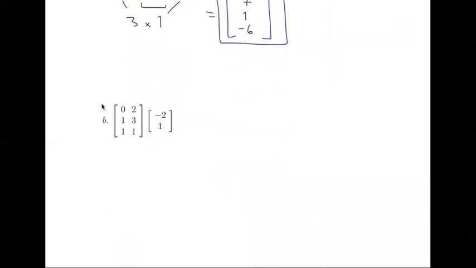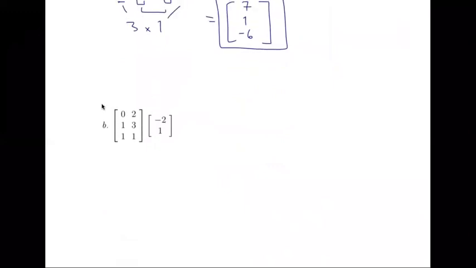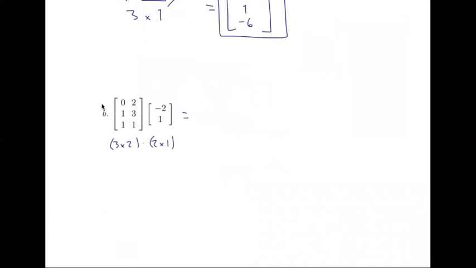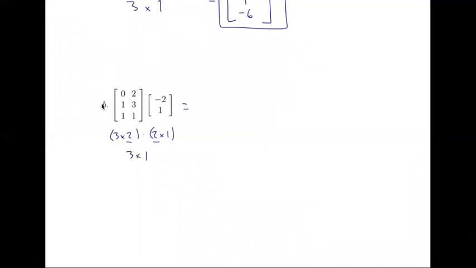So if we look at the next example, we've got this product. This is a 3x2, and we're multiplying by a 2x1. So our result should be a 3x1. The inner dimensions match, so they'll fall out, and we'll end up with a 3x1. Let's see if that's the case when we carry out the product.